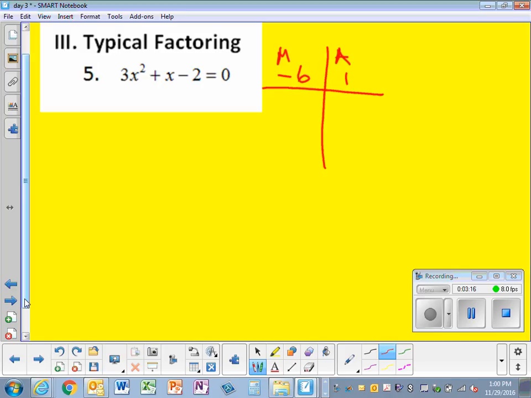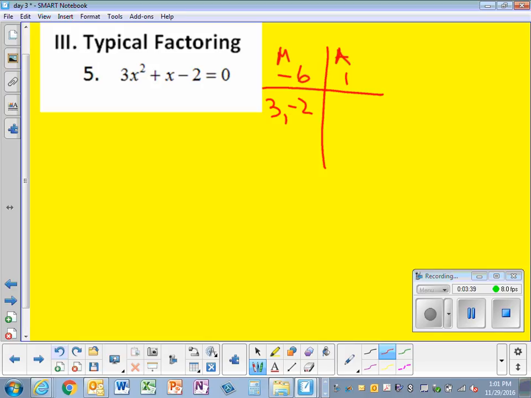What are my numbers? 6, negative 1? No. 2 and 3, I don't know which one gets the negative. 3, negative 2. This works. 3 times negative 2 is negative 6. 3 plus negative 2 is 1.